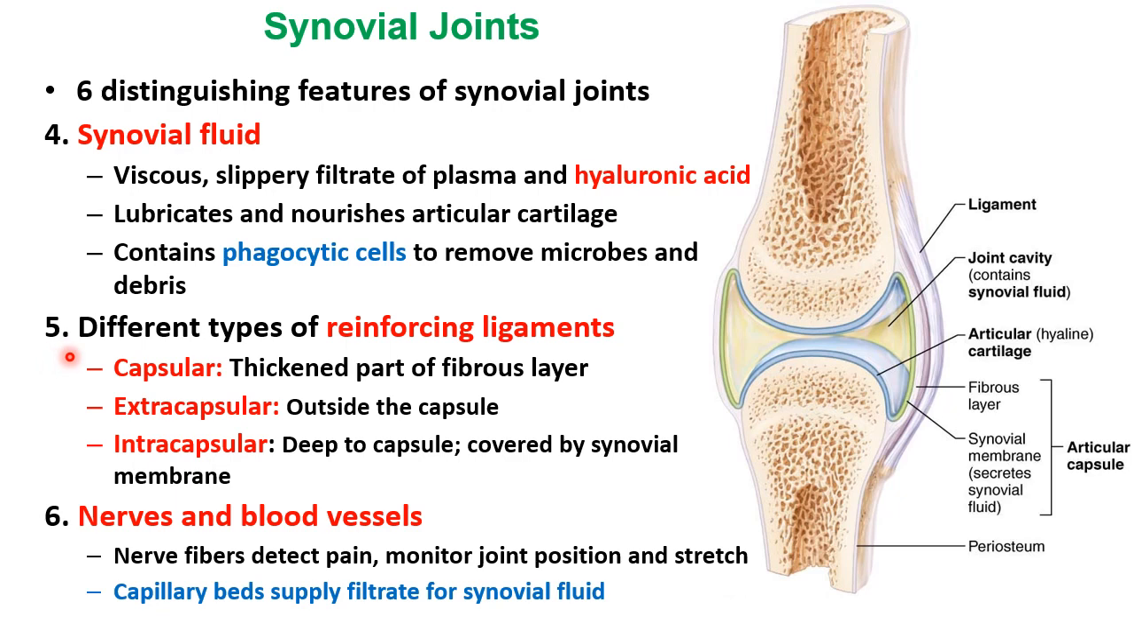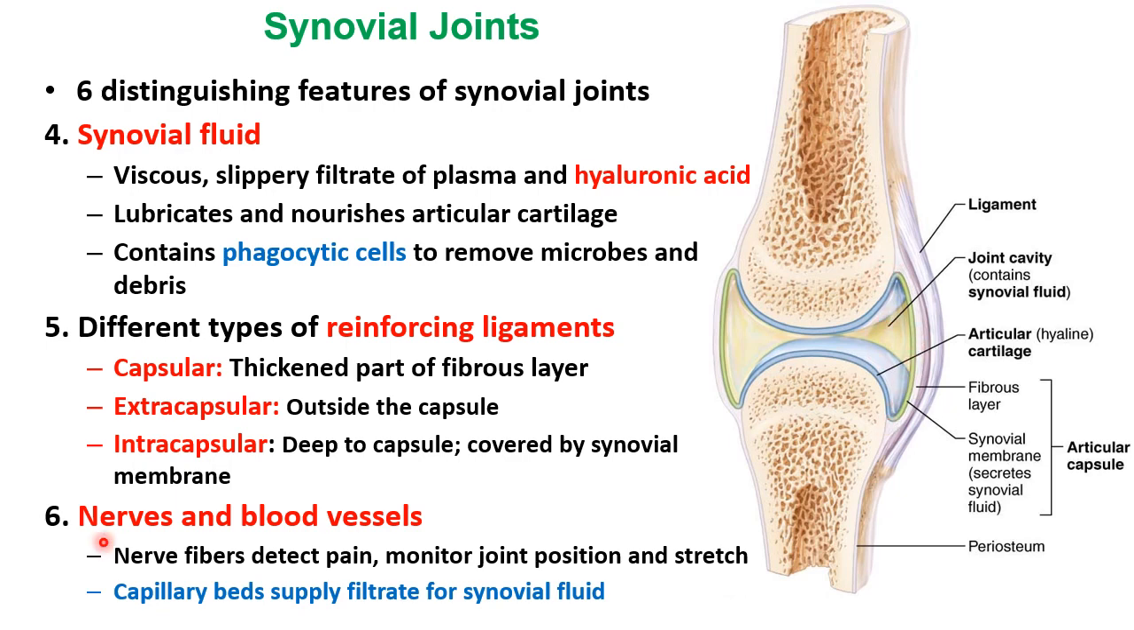Okay. Now, fifth component of distinguishing features, you have reinforcing ligaments, right? They're very important depending on the type of bones that you have. Overall, you have capsular ligaments. Those are going to hold the capsule together, and they're going to be around here. So you have extracapsular ligaments, which are going to be outside of the capsule. And then you have intracapsular ligaments. They're going to be covering more of the inside of the capsule.